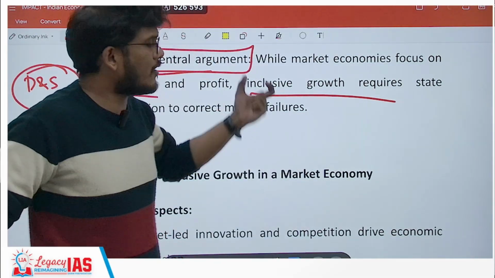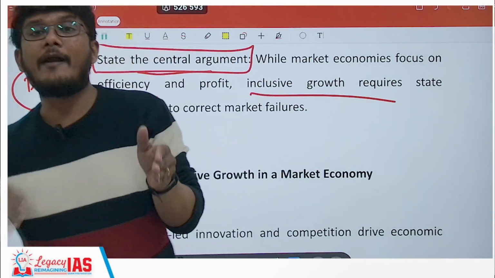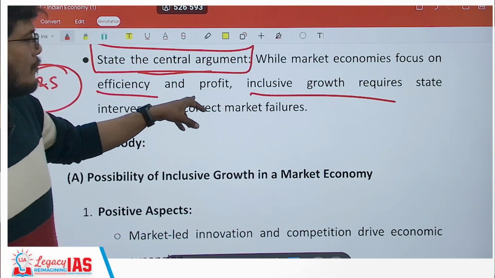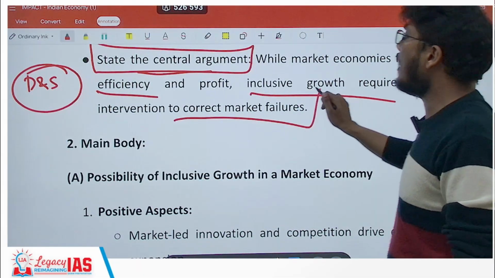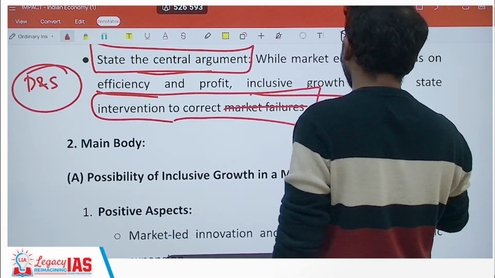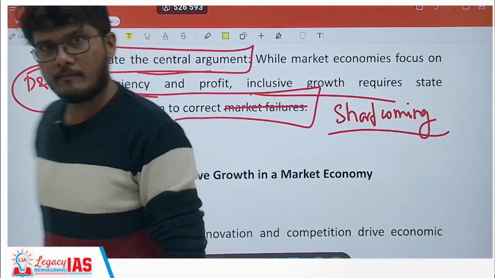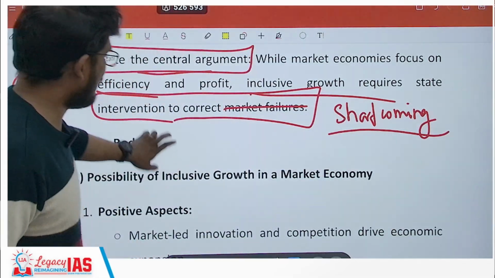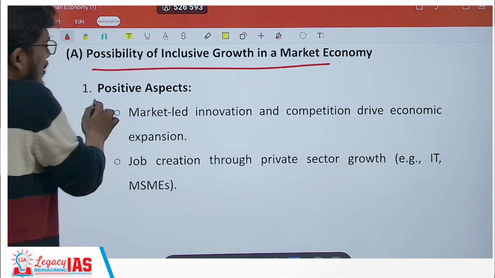So you have stated a conflicting thing in the introduction already, and then you can expand on that particular thing. So while market economy is focused on efficiency and profit, inclusive growth requires state intervention to correct the market failures, or instead of market failures, you can write to address the shortcomings of market economy. You have set the tone. You have sort of given a hint of what is to follow, and then focus over here. Possibility of inclusive growth in market economy. How is it possible?